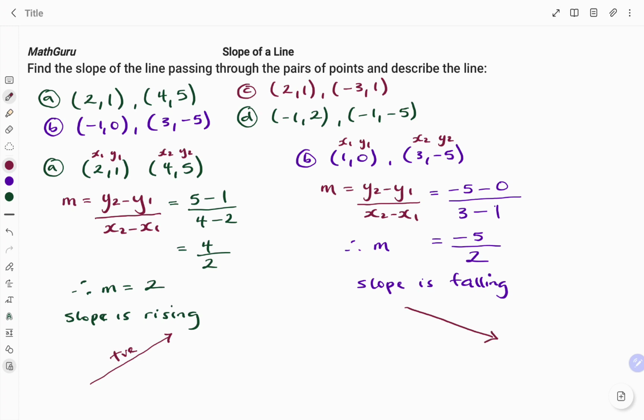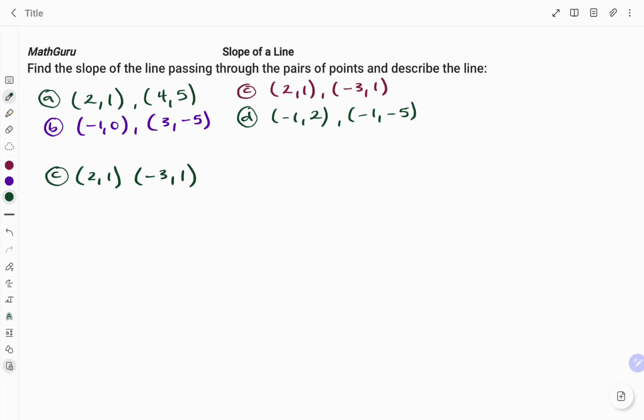Let's look at the third example. In the third example, we have the ordered pairs (2, 1) and (-3, 1). So we start with the formula for finding the gradient of a line: m equals my change in y divided by my change in x. Then I go ahead and tag the ordered pairs of points: x1, y1, and then x2 and y2. Like I said earlier, that makes it easy for me to substitute my values.